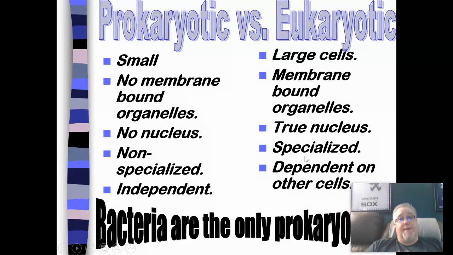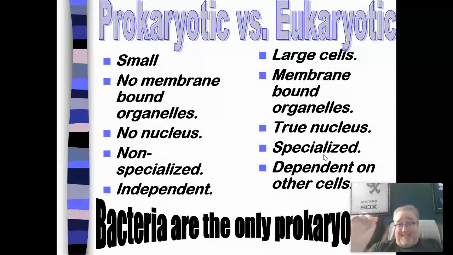Now, what I mean by specialized is, for example, you are a eukaryotic organism, and your cells are specialized. That's because each cell has a certain job, right? Your liver cells do certain things. Your heart cells do certain things. Your brain cells do certain things. You are a specialized organism. Okay, your cells are specialized.